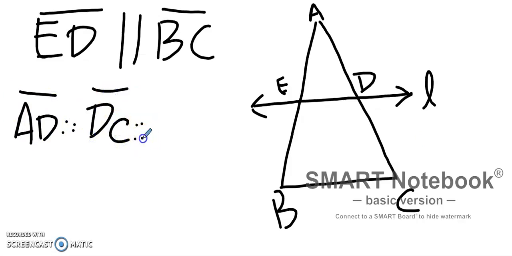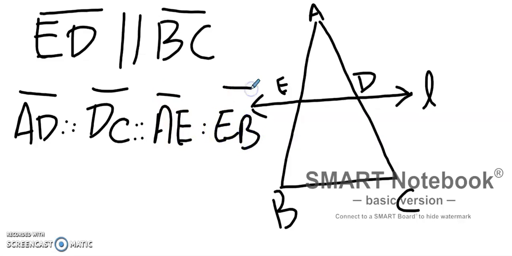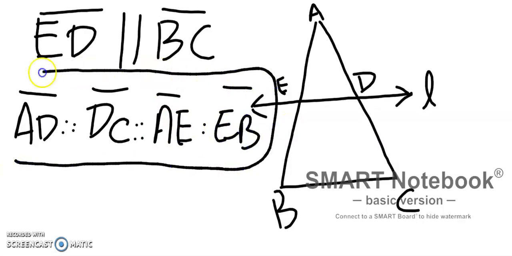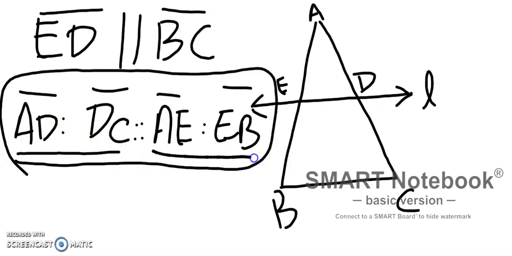DC, proportion, AE, ratio, EB. This has been explained in your theorem number 1 that if a line is parallel to the third side and intersecting the other two sides, it must divide your triangle in a proportion. So this is the symbol of proportion. Here it is a ratio. These are two ratios, and the other two ratios are in proportion, meaning they are equal.